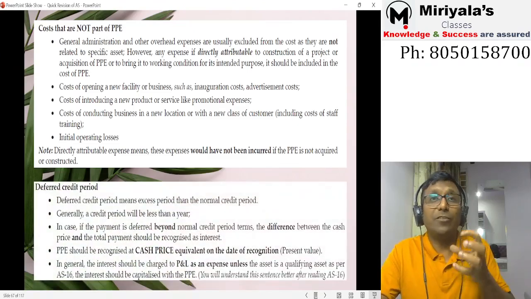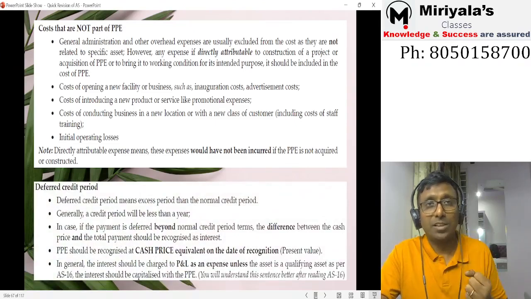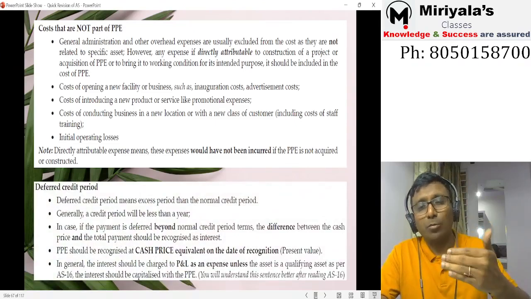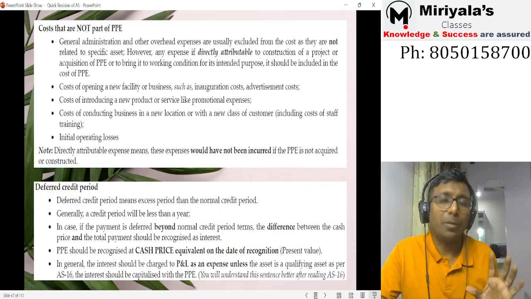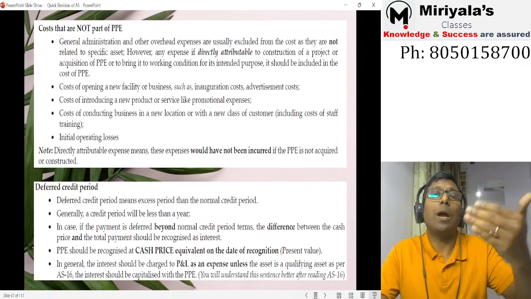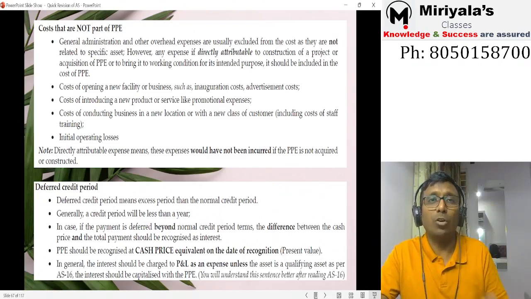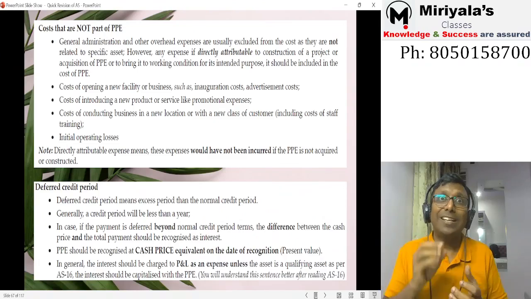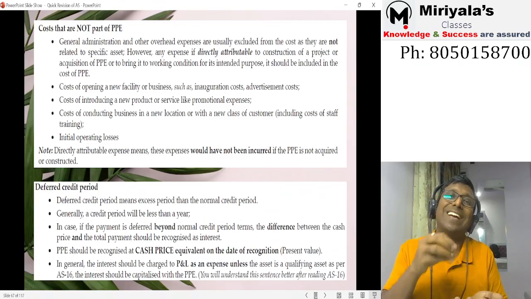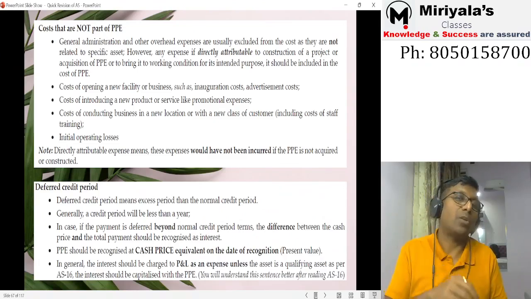Correct. If there is a deferred credit period, suppose you purchased a fixed asset where you are supposed to pay, like if the credit period is for less than 12 months, then this topic will not be applicable. If the payment is going to happen after more than 1 year, that means the purchase price must include the interest cost. Interest cost is nothing but borrowing cost.